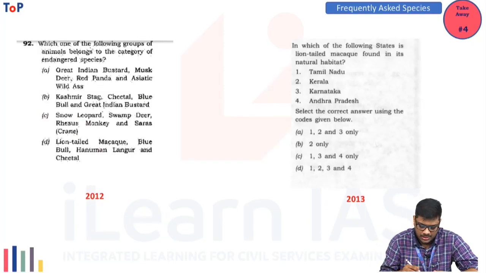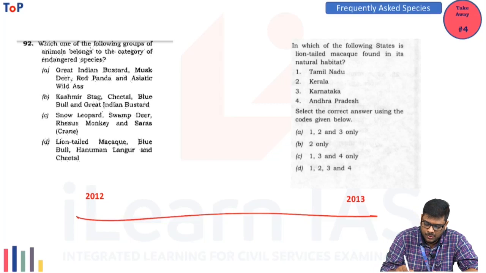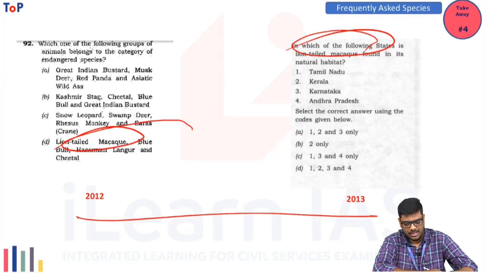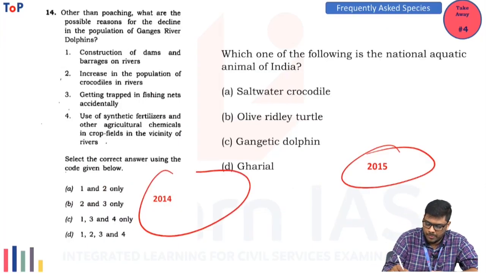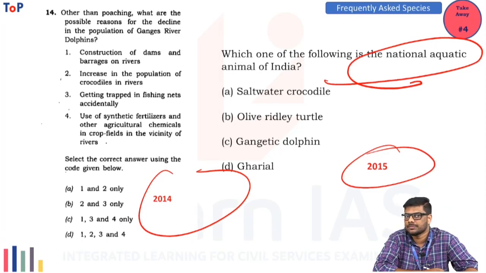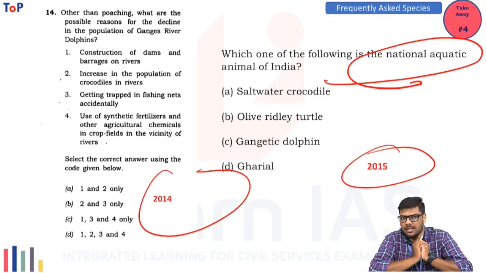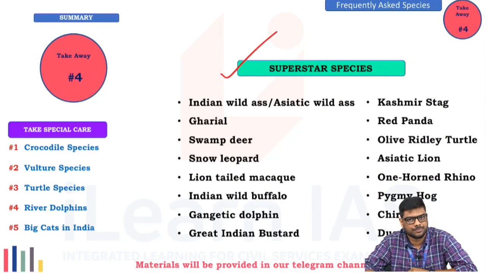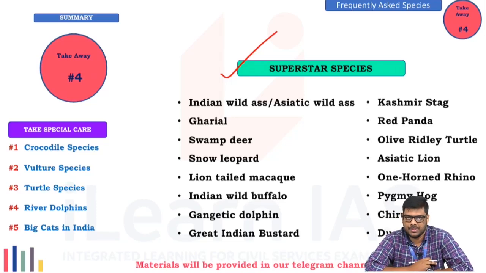And in 2013 and 12, UPSC asked about lion tailed macaque. And in 2015 and 14, UPSC focused upon the national aquatic animal of India, which is the Gangetic dolphin. So this is the pattern. UPSC is strictly focusing upon certain species which they consider the most important ones, and I name them superstar species. This is the UPSC superstar species when it comes to picking up options.